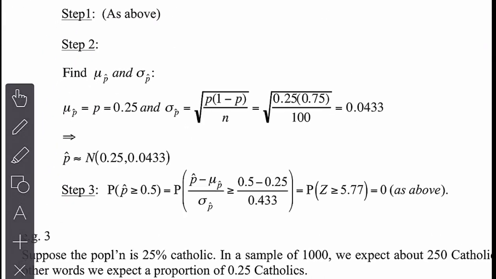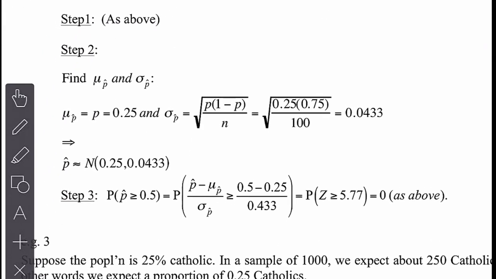Okay, so the steps are the same. I have to check and verify, as we did before, that n times p is bigger than or equal to 10 and n times 1 minus p is. So that will work out. Then we calculate the new mean and standard deviation for the sample proportion. That's what p hat is. I standardize and I draw a picture.